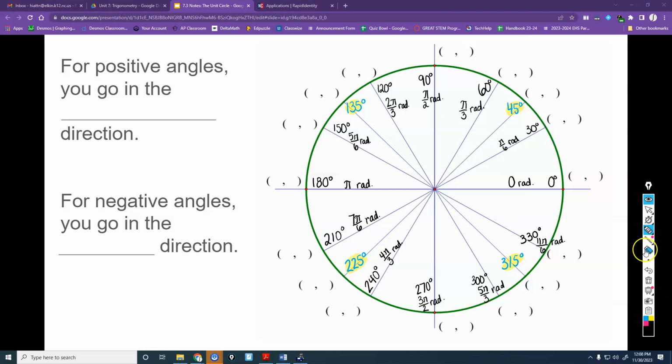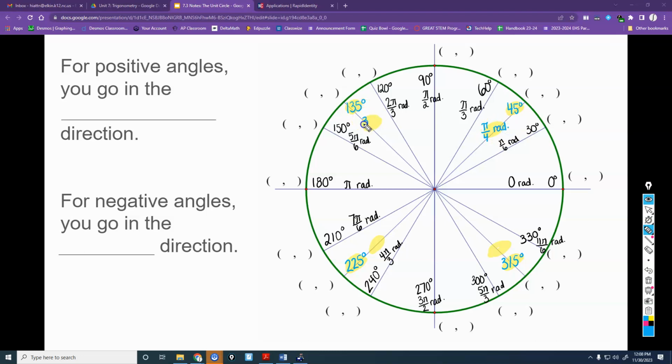Now, this does leave, again, 4 spots that we don't know. So, the 4 spots that we don't know are right here, right here, right here, and right here, right? The same ones that we did not know in degrees. Those are not going to show up on Desmos. So those you're going to have memorized, and they are pi over 4 radians.